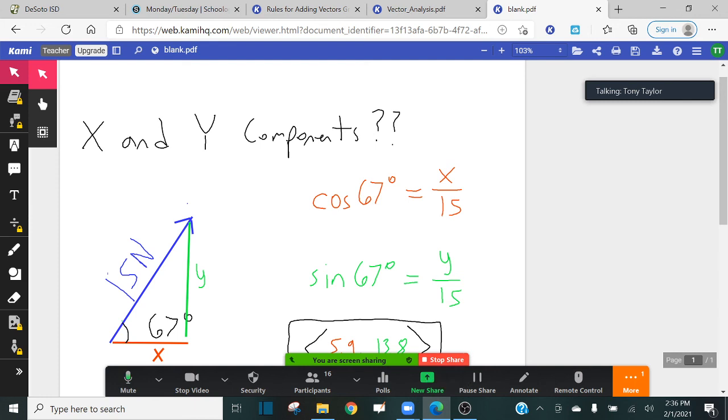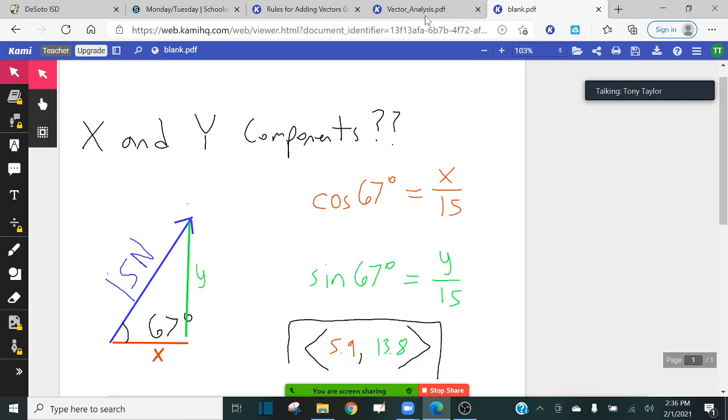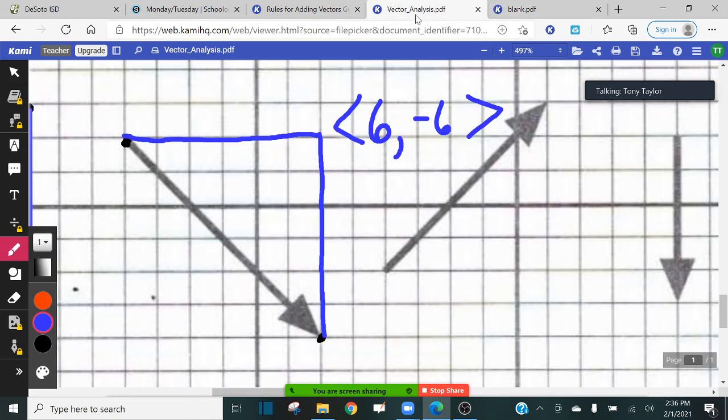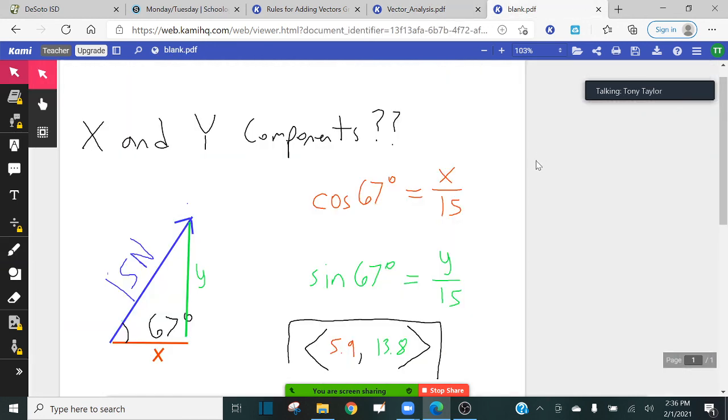Hopefully everybody got that. Just remember, whenever you have the x and y components and you're asked to find the vector's magnitude, that's where you use Pythagorean's theorem. If I ask you to go backwards, where I give you the magnitude and I ask you to find the x and y components, that's when you're going to use SOHCAHTOA, sine and cosine.